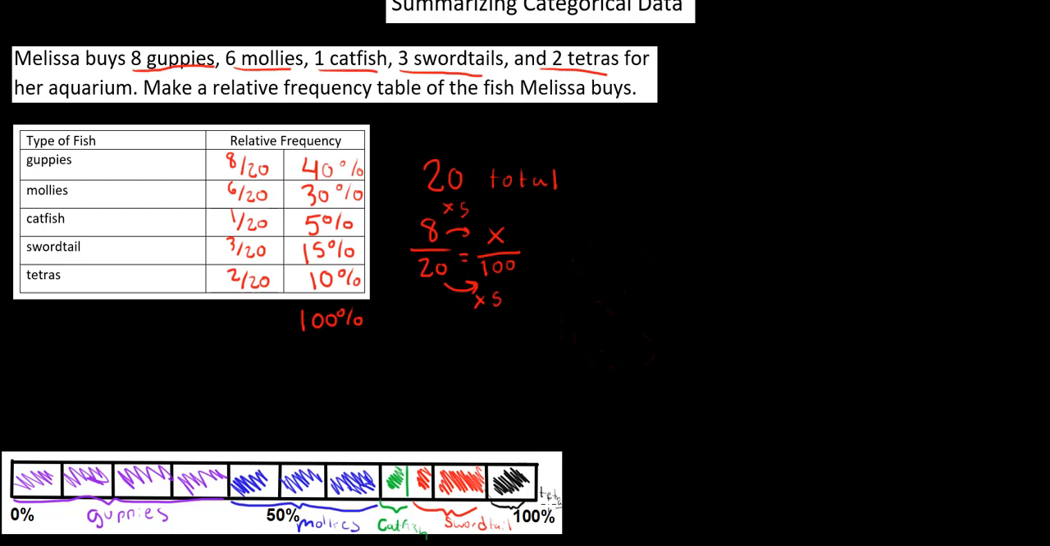Okay, and that's basically it. So now let's talk about some categories. What would be my mode in this situation? So now mode just means the number that shows up the most, or in this case the category that shows up the most. So our mode here is going to be guppies. Okay, our category that shows up the most is going to be guppies.